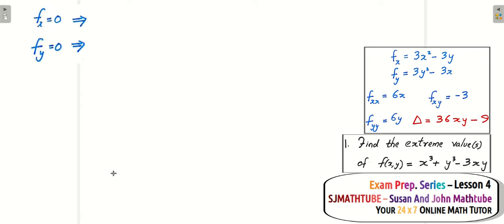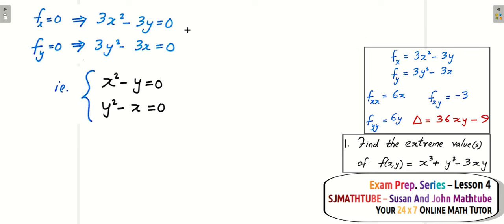Now let's solve the equations. Fx equal to 0 and fy equal to 0 simultaneously. So I have kept all these values on the right side of the screen. Take a look at this. Fx is 3x square minus 3y. Fy is 3y square minus 3x. So we are equating it to 0. Now we have to solve simultaneously.